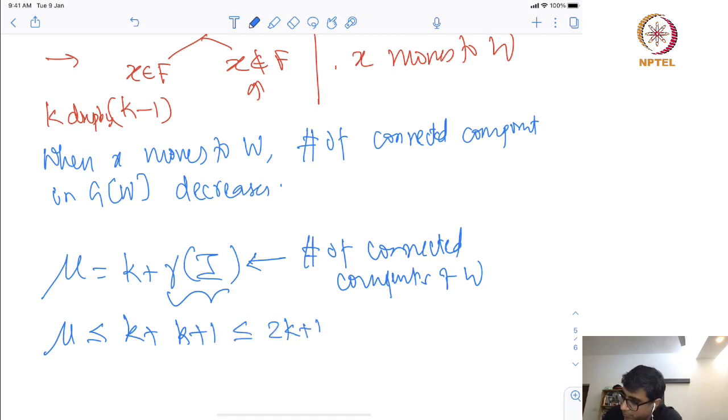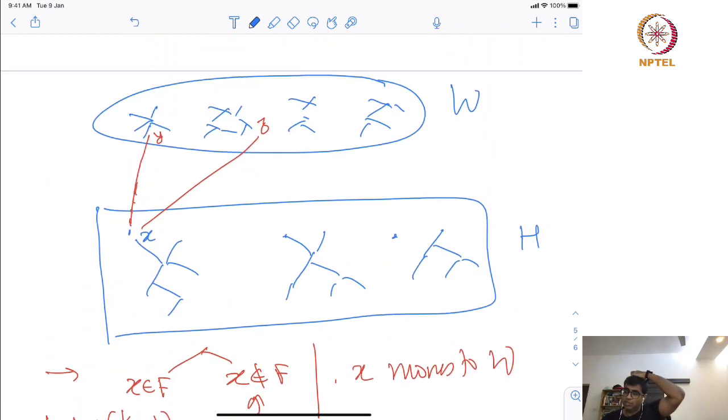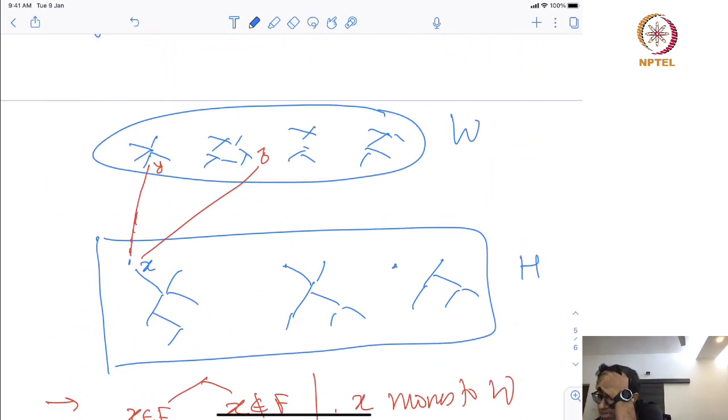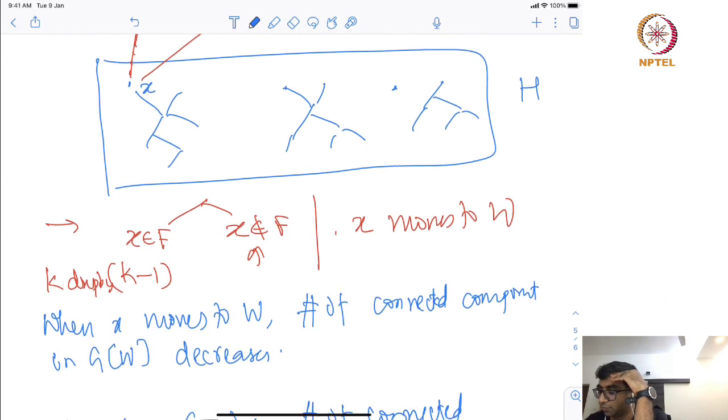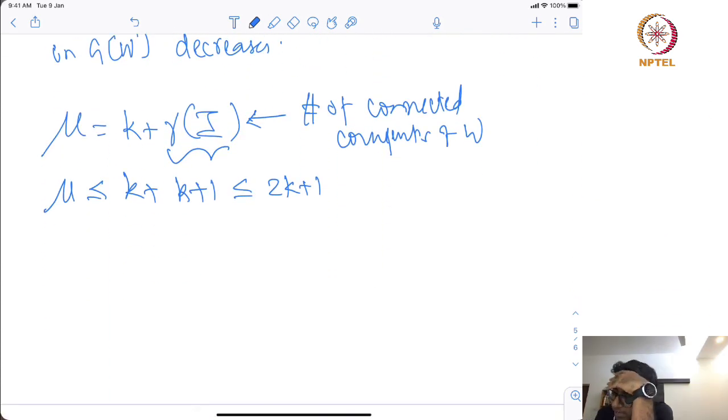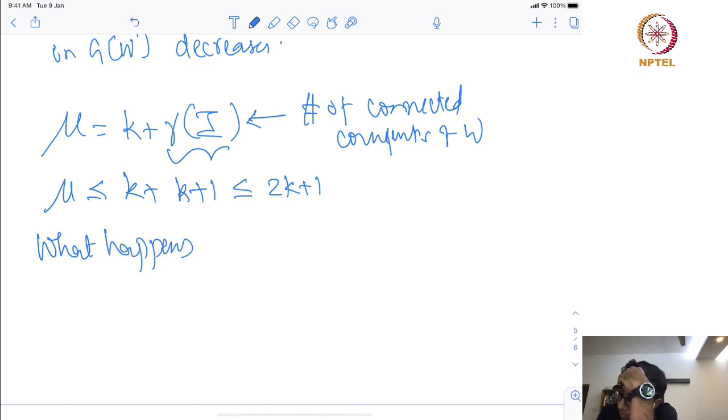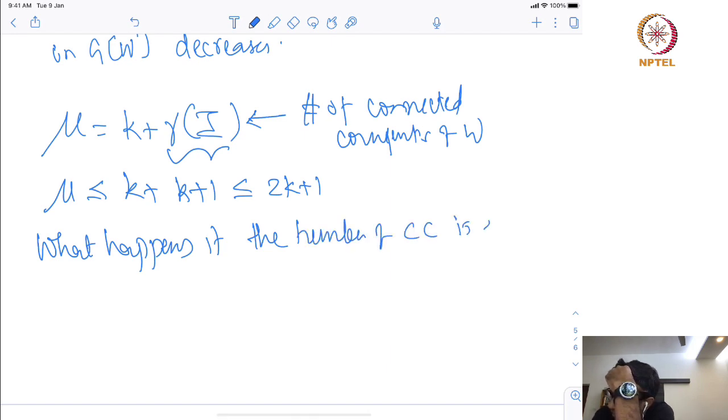So this is great. But intuitively, you must ask yourself, yes, we are making progress, but what happens if there is only one connected component? What happens if the number of connected components is exactly equal to 1? Then the number of connected components is not going to decrease.